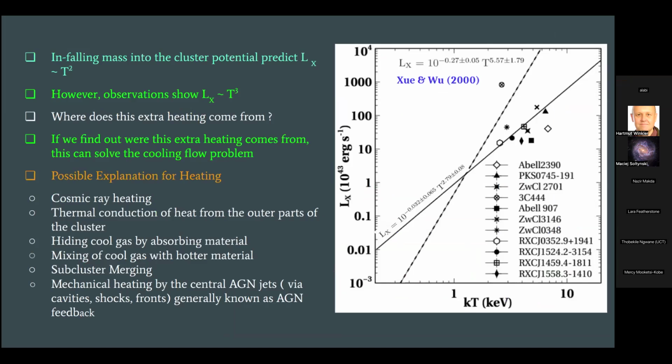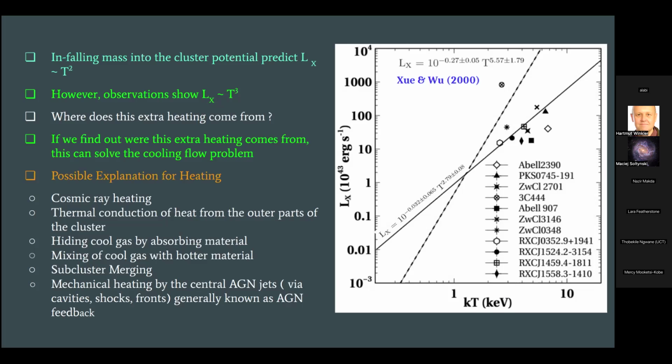So the problem is where this cool gas goes now. This is the main problem. But if you see the LX-KT relation, the LX-KT relation is derived for groups and clusters. The theoretical prediction is that the X-ray luminosity is proportional to the square of the temperature of the system, but observationally, Wu et al. found that the LX-KT relation is proportional to the cube of the temperature. So this is where the extra heating comes from.